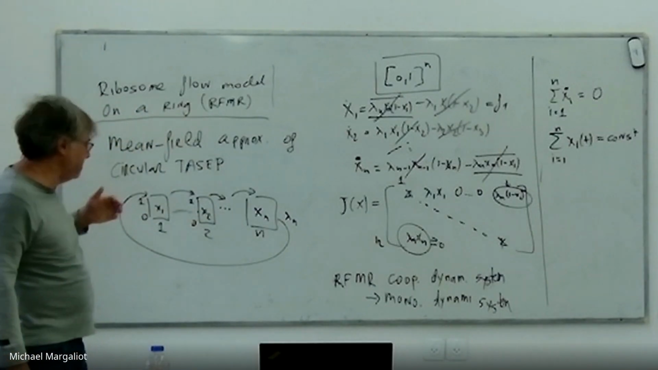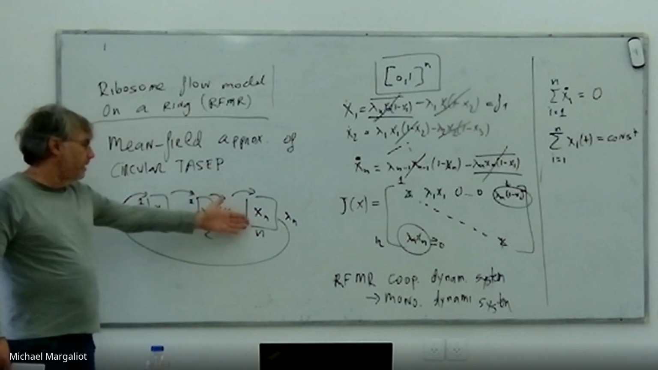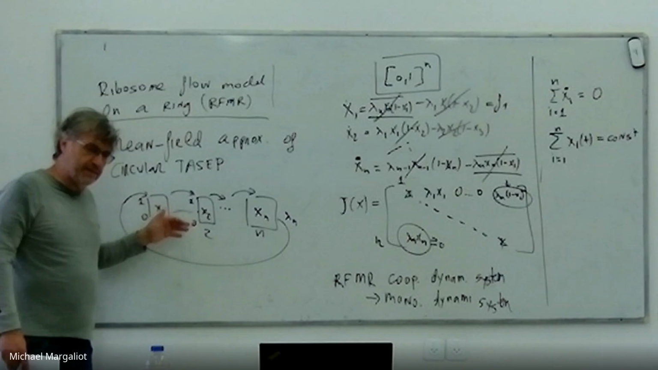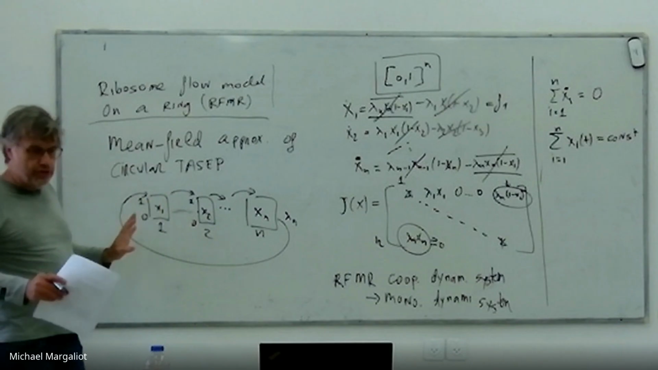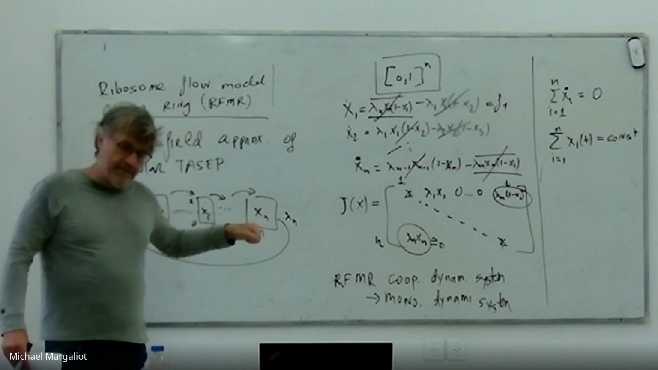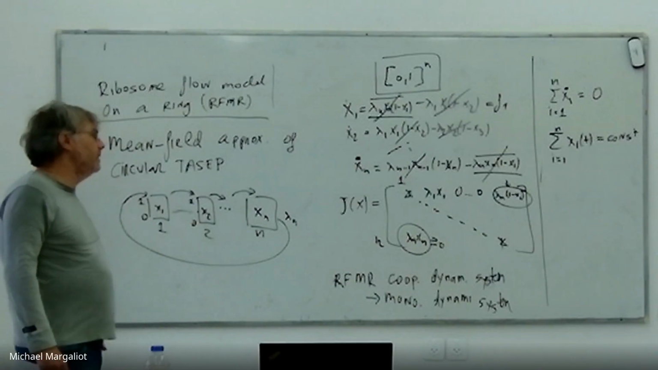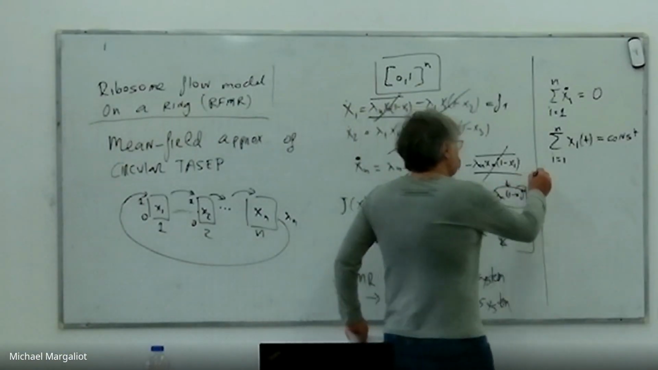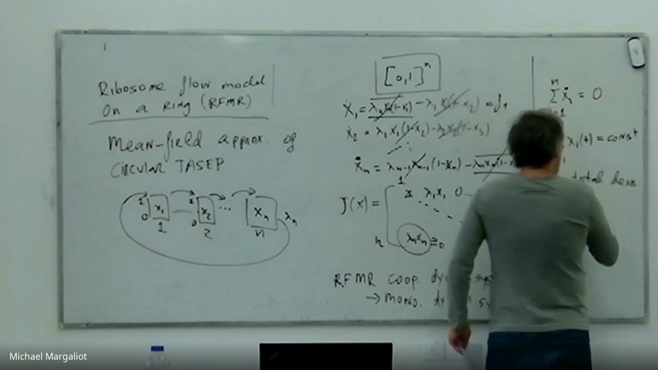Of course, this is not surprising, because this is a closed system. No particles enter and no particles exit the system. They just run through the sites and maybe change the configuration. But this is a closed system. Unlike the RFM, where particles enter into site number 1 and can leave site number n, here the total density is constant.